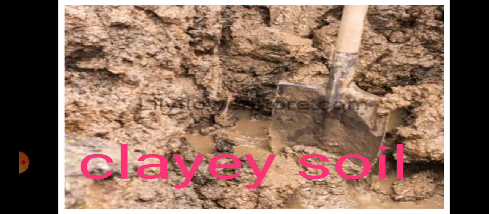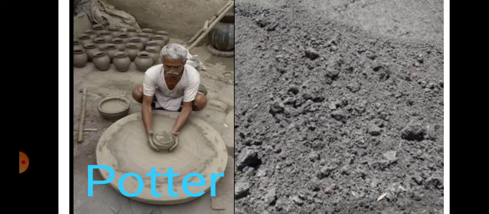Clayey soil. It is made up of very small particles with hardly any space between them. There is no space between the particles of the clayey soil. It can hold a lot of water. This soil is also not suitable for growing plants.